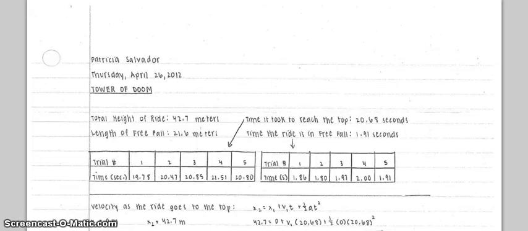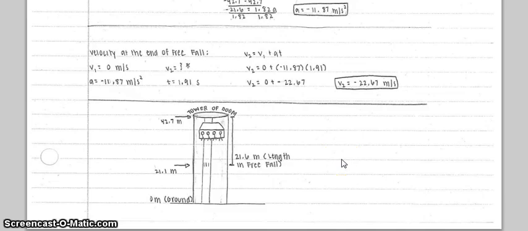The ride I will be talking about is the Tower of Doom at Six Flags America, and the standard applied is PD-19. Here is my diagram of the Tower of Doom. The total height from the ground to the top of the ride is 42.7 meters. The length of free fall is 21.6 meters, which means that the height of the end of the free fall to the ground is 21.1 meters.